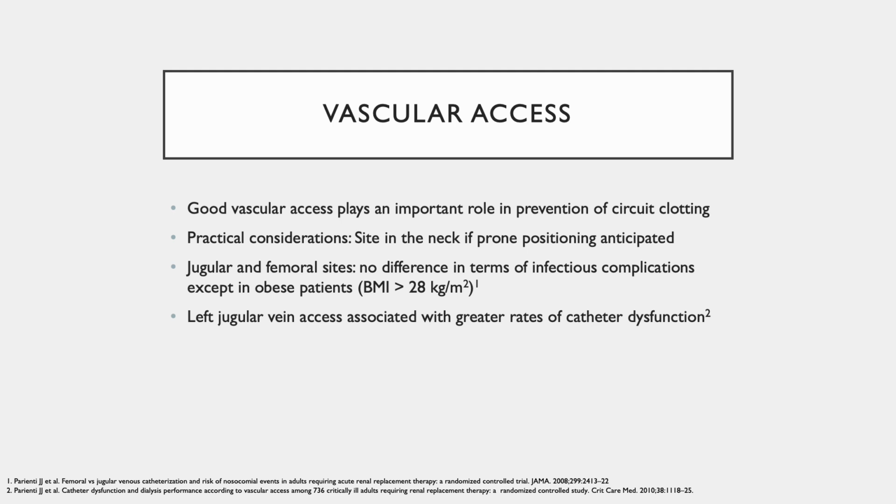So good vascular access, as mentioned, plays an important role in preventing circuit clotting, and also practical considerations are important. For example, if patients are going to be prone, then the femoral is least preferred. And actually studies have shown that infection rates are actually fairly similar across IJ and femoral sites, except in obese patients. And generally, the left IJ site is avoided if possible, because studies have shown greater rates of catheter dysfunction and inferior flows compared to the femoral and the right IJ.